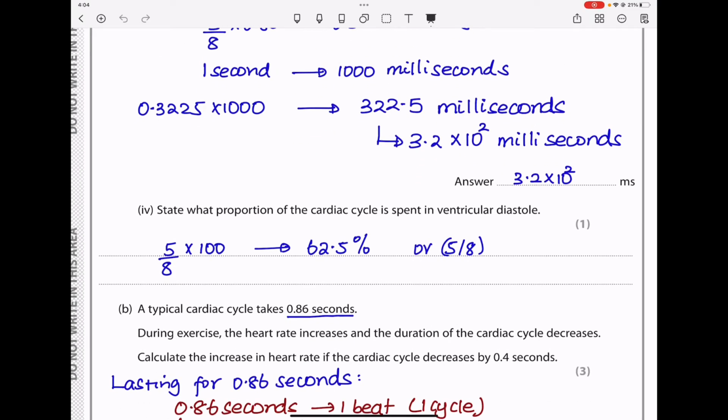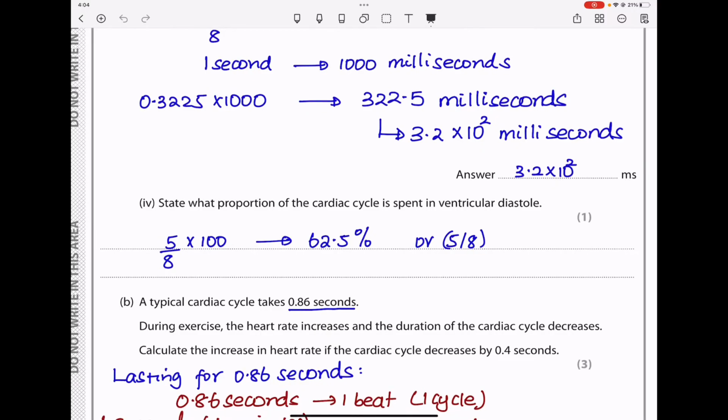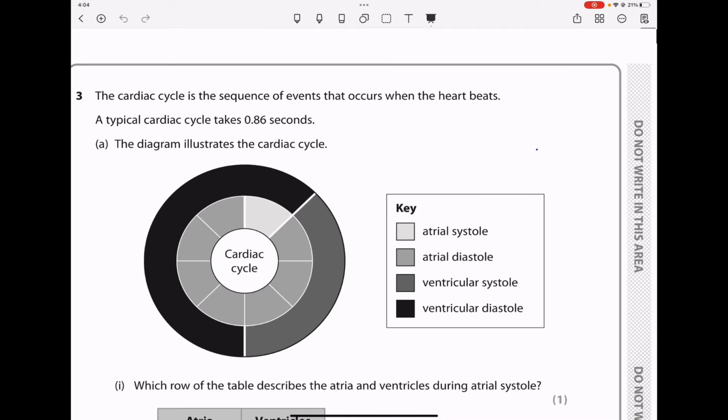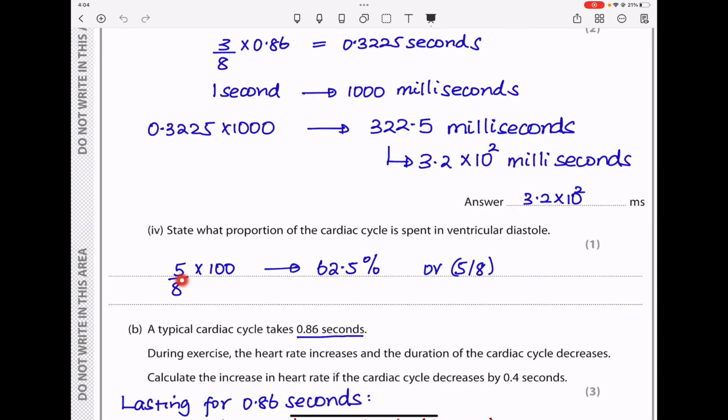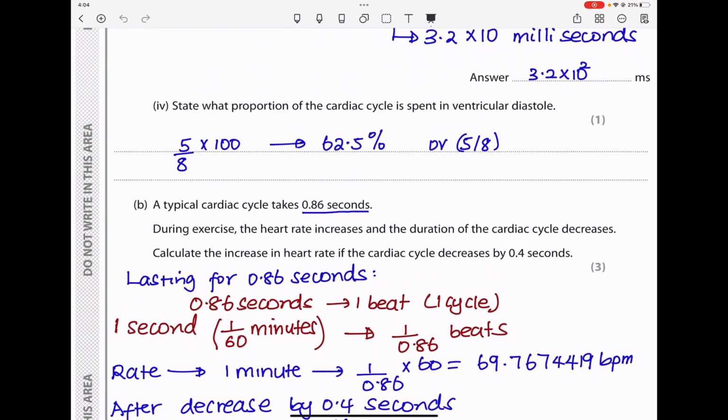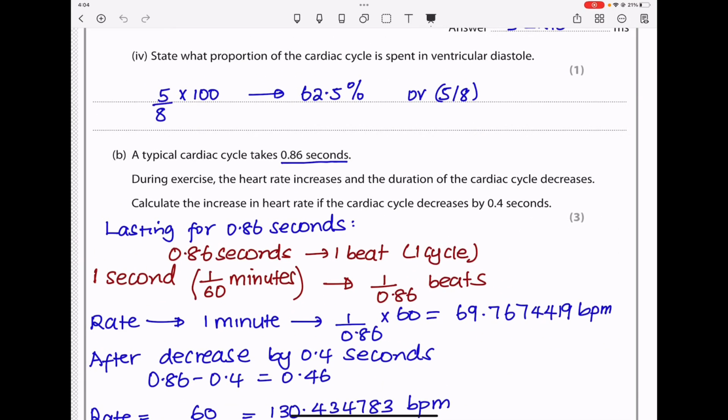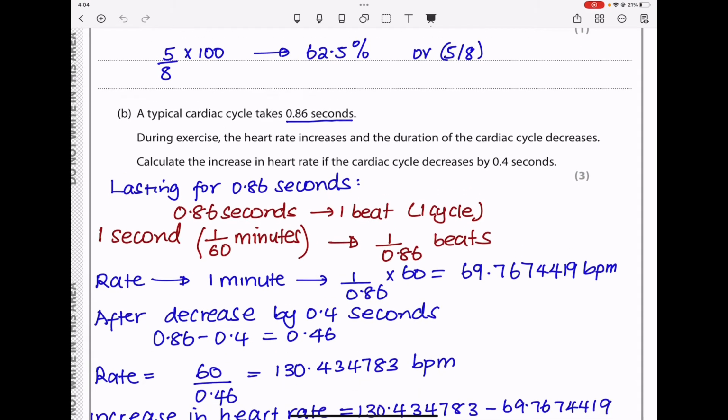Next they say, state what proportion of the cardiac cycle is spent in ventricular diastole. Again, if I take you back here, ventricular diastole is going to be this, which is 5/8. So 5/8 times 100 gives us 62.5%. That is the percentage. And down here they say a typical cardiac cycle takes 0.86 seconds. During exercise, the heart rate increases and the duration of the cardiac cycle decreases. Calculate the increase in heart rate if the cardiac cycle decreases by 0.4 seconds.